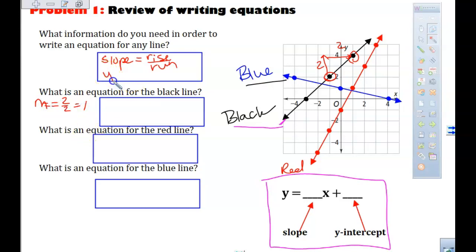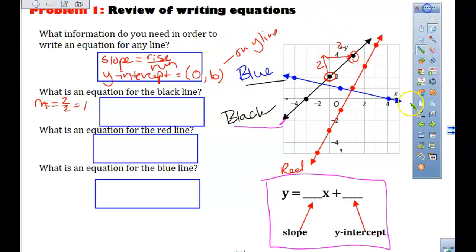The other thing that I need is my y-intercept. How do we find the y-intercept? That's when we have 0 with b. That is on the y line. So I'm going to look down this y line at all of those points that are on there. On the black line, I can see it right here at this point at 3. I would put over here b equals 3. So I need you to write your equation and check with someone.